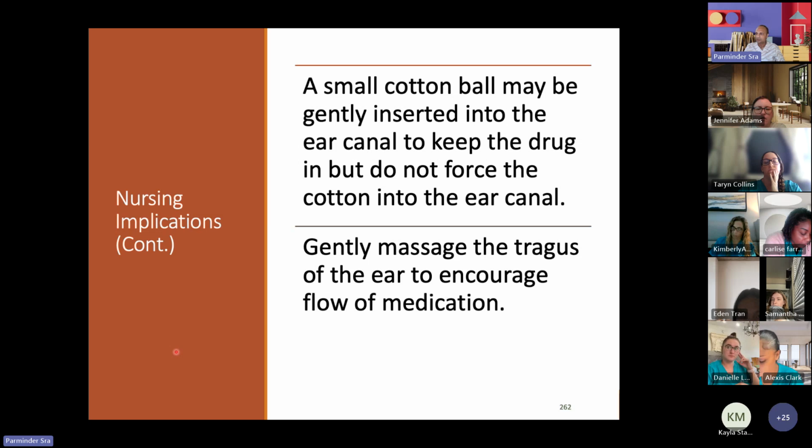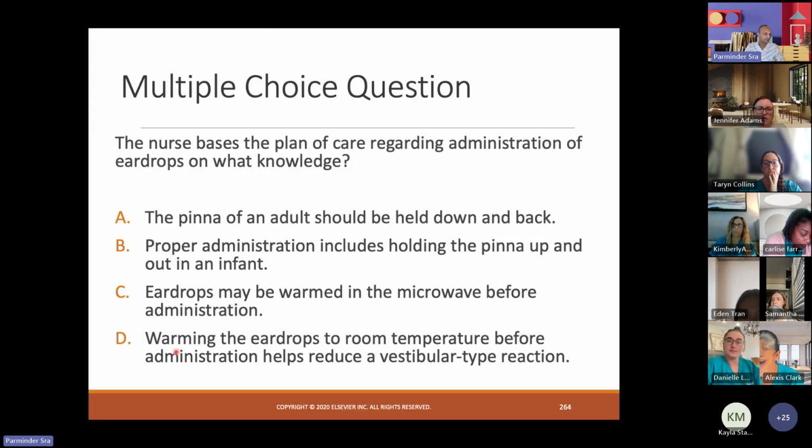Okay, let's do some questions. Okay, looks like everybody chose the correct one, because if you administer the eardrops too cold, it can cause vestibular reaction, vomiting, dizziness.